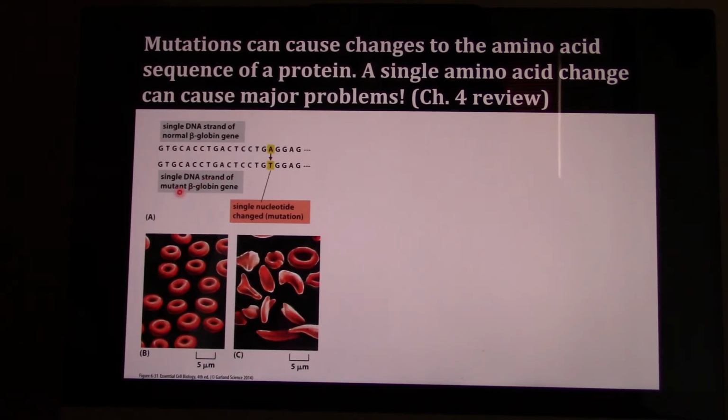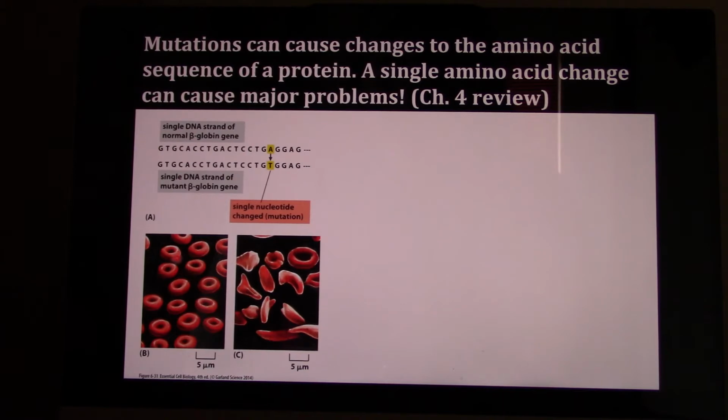But in a mutant strand of DNA that carries this beta globin gene, instead of an A in this position, it's a T. So we've got a single nucleotide change, a mutation, and normally that wouldn't make a big difference, but it happens to be in a key location that changes the amino acid. So your blood cells should be nice and spherical, concave. They don't have any nucleus, but they do have hemoglobin to carry your oxygen through your bloodstream throughout your body.